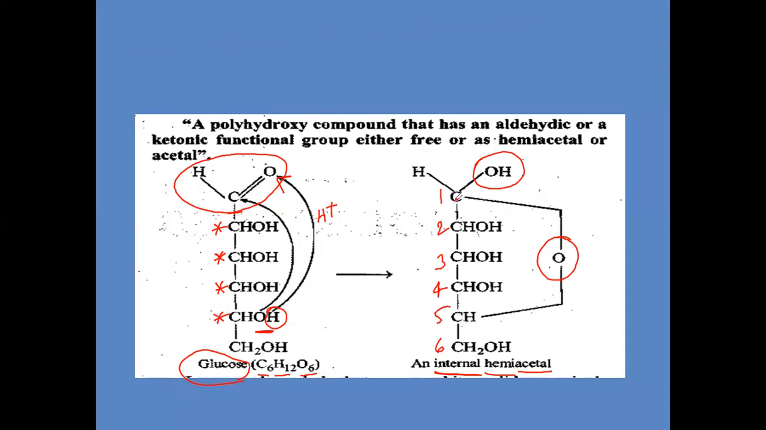What does the cyclic structure contain? Carbon 1, 2, 3, 4, 5, that is 5 carbons, and one oxygen. This total forms one cyclic structure. 5 carbons and 1 oxygen form a 6-membered ring. So a 6-membered ring is formed here: 5 carbons and 1 oxygen. Is that clear?